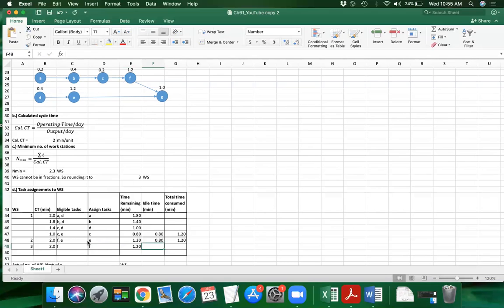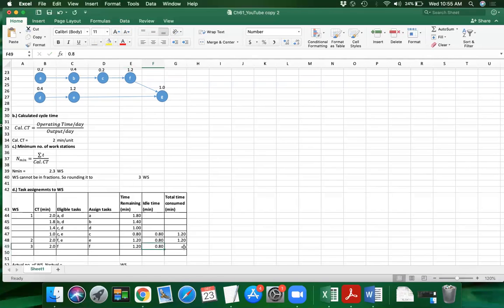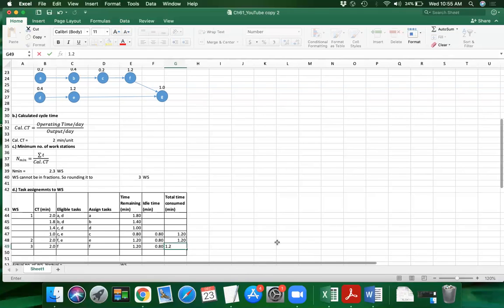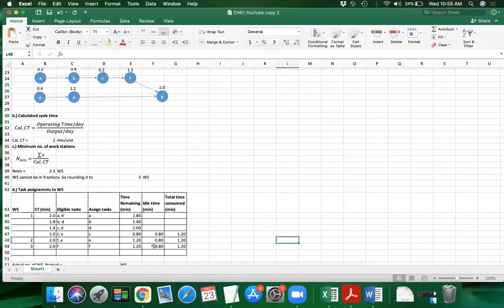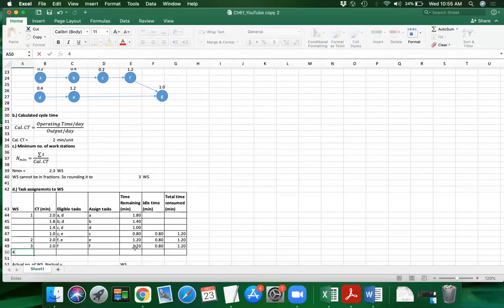We don't have any more time available to fit in G in this workstation, because time remaining is 0.8 minutes, right? So if you subtract 1.2 from 2, you have only 0.8 minutes left. So how much time is consumed by this workstation? Again, 1.2, same. Okay, you subtract 0.8 from 2 and you get 1.2 here. So we need the fourth workstation, because we still have G to be assigned.